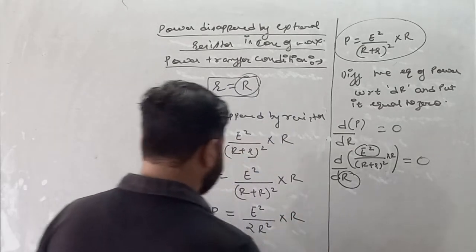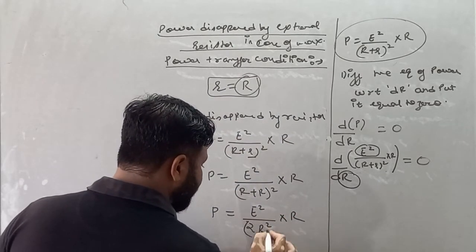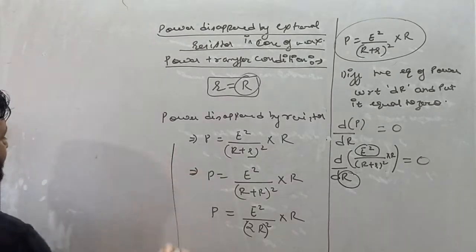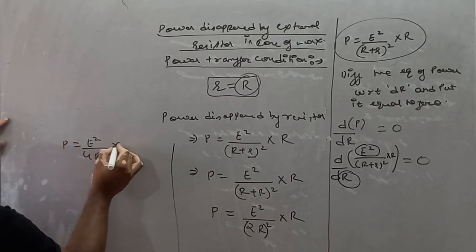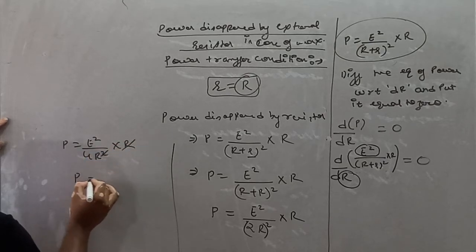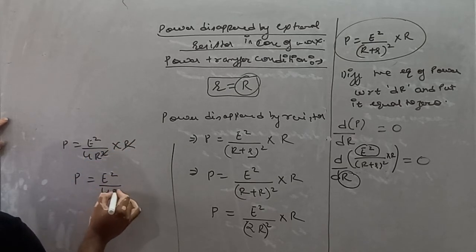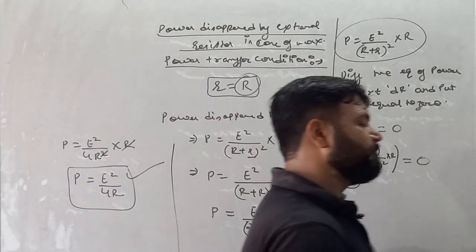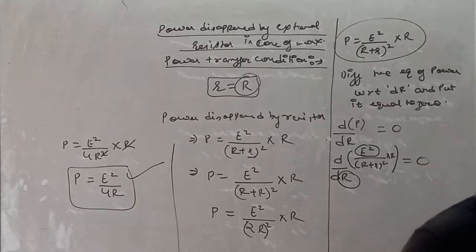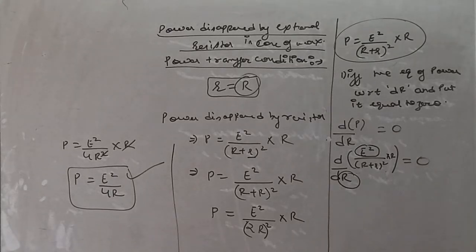I hope you all understand. R plus R is 2R, and its square. So we'll get power equals E square by 4R square into R. R and R get cancelled, so it is E square by 4R. This is the value of power which is dissipated by the resistor under maximum power transfer condition.